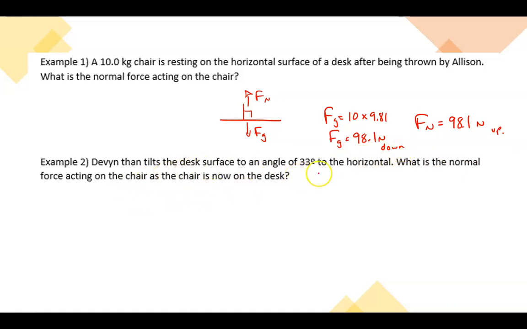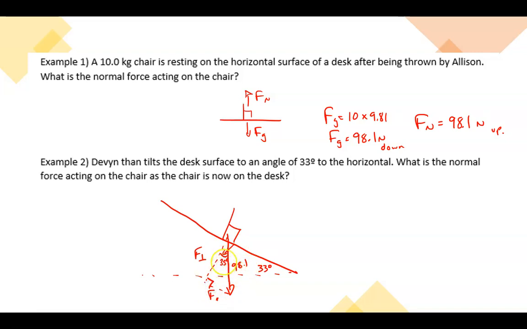Now, Devin tilts the desk to an angle of 33 degrees. What's the normal force acting on the chair now? Well, if this is 33 degrees, we know this is 98.1. We've got here and here a parallel and a perpendicular component. This angle would also, in fact, be equal to 33 degrees. And that's key because these are running parallel and perpendicular. It's a 90-degree angle. We've got the hypotenuse and the angle, and we want to find the adjacent.